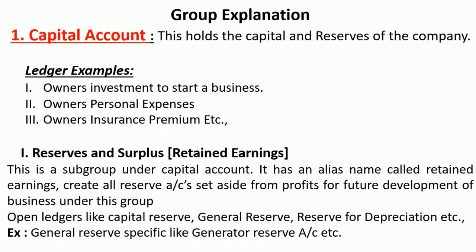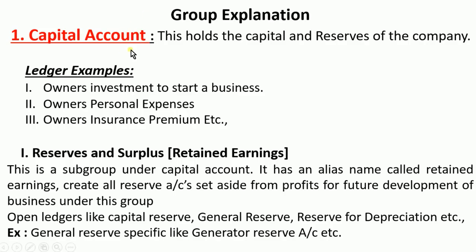Group explanation. One by one we will see for which purposes we can use each group. First one, capital account. This holds the capital and reserves of the company. What capital ledgers can we take under capital account? The examples are given here. Owner's investment to start a business. The person makes the investment to start a business. That we can take as capital account.